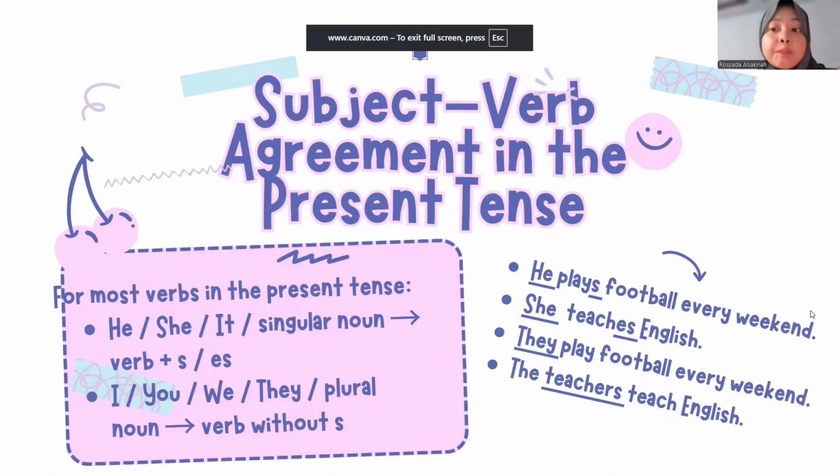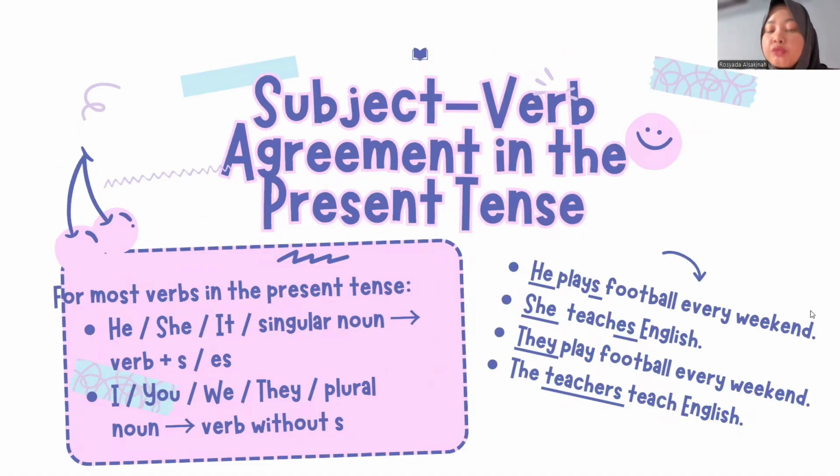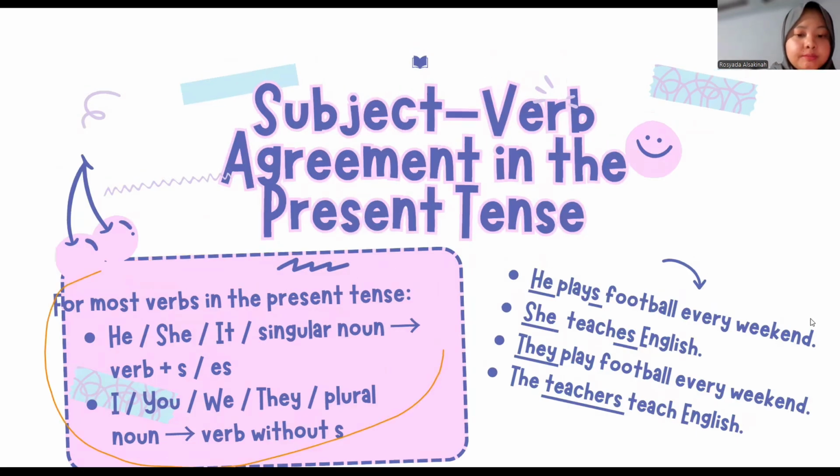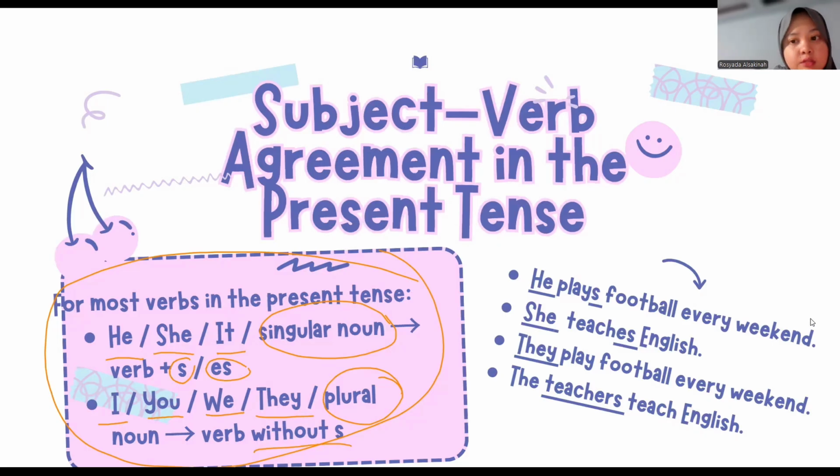Subject-verb agreement in the present tense. In the simple present tense, most verbs follow this pattern. If the subject is he, she, it, or a singular noun, we add an s or es to the verb. If the subject is I, you, we, they, or a plural noun, the verb is without s.